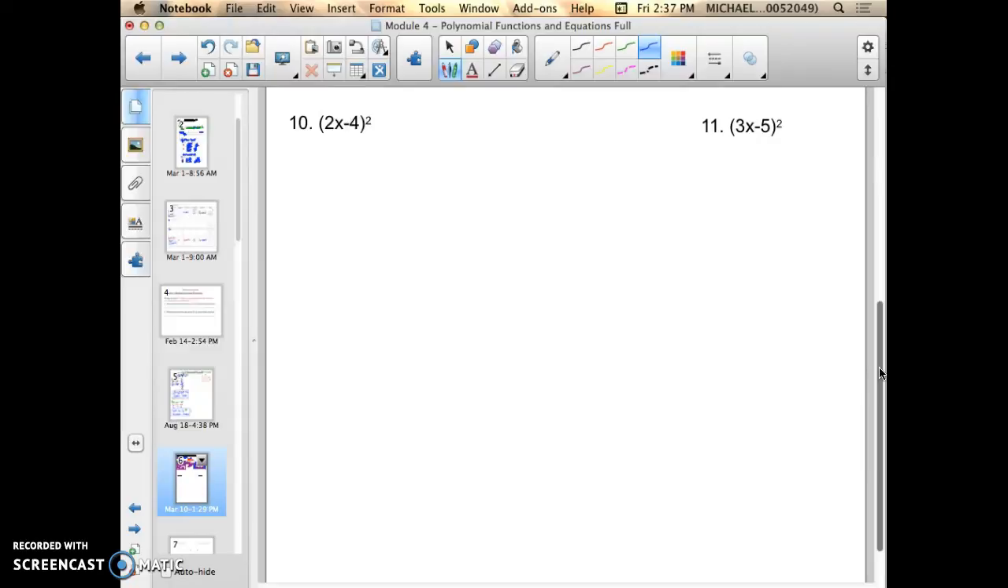In this case, number 10 gives me a binomial, and it's telling me that it's squared. So that should tell me, let's look at a simpler example like x squared. I know that this power of 2 is telling me that this is technically x times x, or that there are two x's that exist in the x squared term. And so it's the same concept here. What this is really saying to me, 2x minus 4 squared, is that there are two binomials of 2x minus 4 that exist in this.